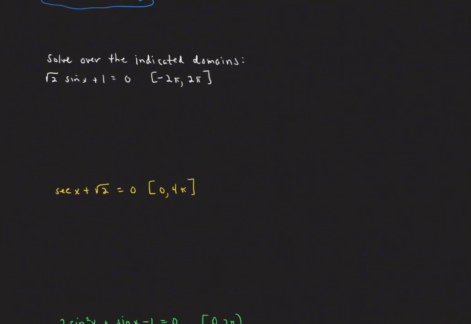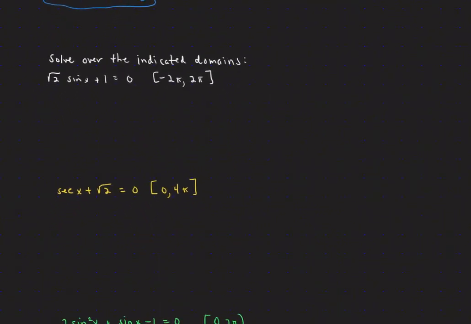Now we're going to solve over, and we've got some domains that are going to change from problem to problem. So we're going to start by getting sine x by itself. So that means sine x is -1 over square root of 2, which when you rationalize it is negative square root of 2 over 2. So sine is positive square root of 2 over 2 at pi over 4. That's our reference angle. Sine will be negative in quadrants 3 and 4.